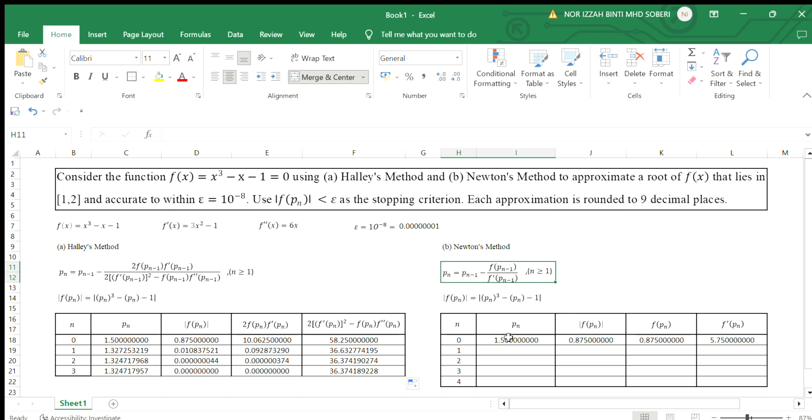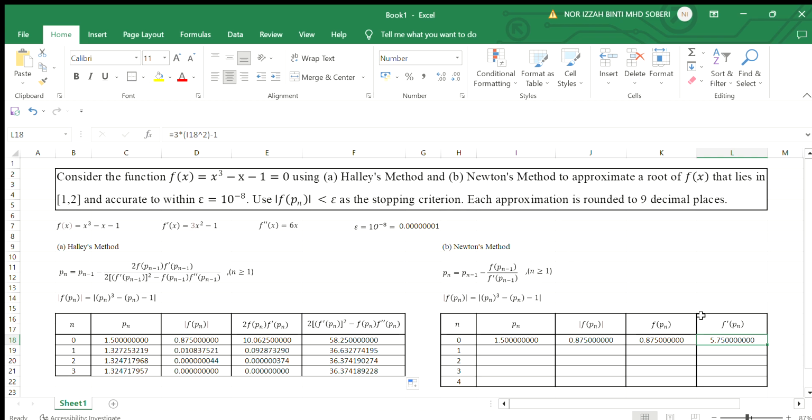Okay, so how do we get P naught? Still the same as Halley's method. In this example, I use a plus b divided by 2, 1 plus 2 divided by 2, so I get 1.5. And then I substitute this Pn in this function to get the stopping criterion, and I get this answer. For f(Pn), also from the function f(x), I get this answer. This is for the above, and then f prime(Pn) for the below.